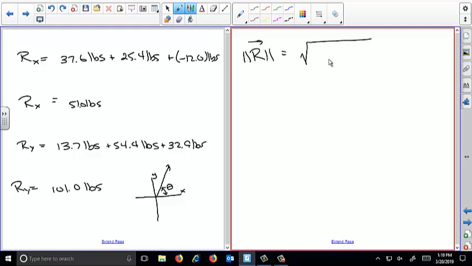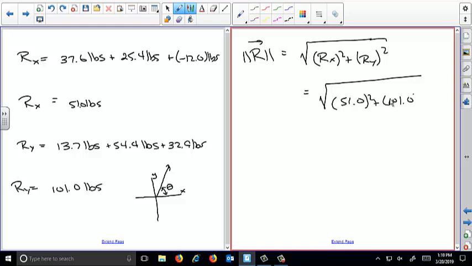The way we find the magnitude of the r vector is by taking the square root of the x component squared plus the y component squared. So that's 51.0 squared plus 101 squared. Add those together, take the square root, you get 113 pounds. That's the magnitude of the resultant vector. The actual resultant vector would be 51.0 I plus 101.0 J.